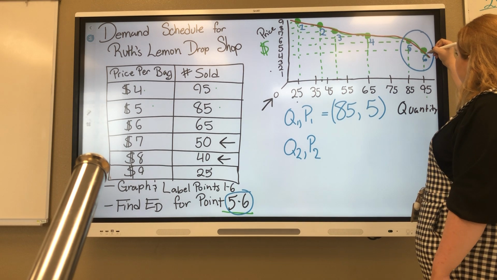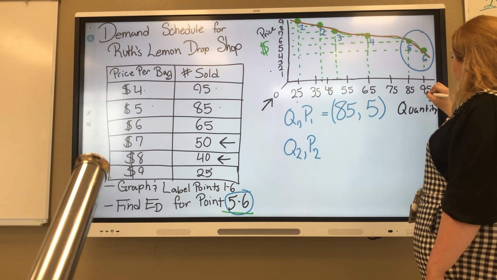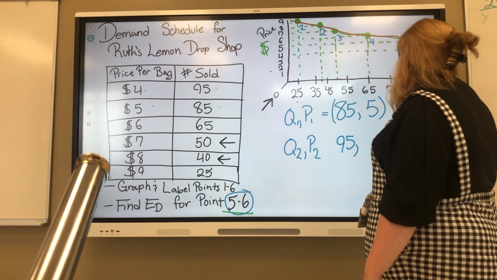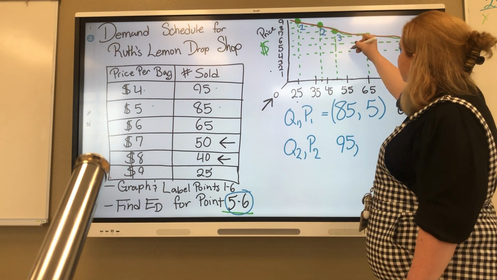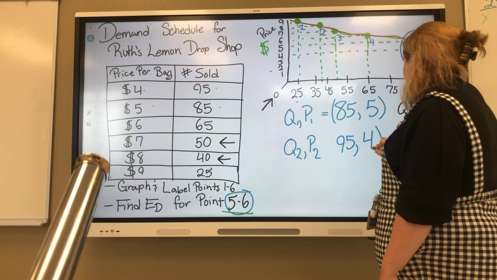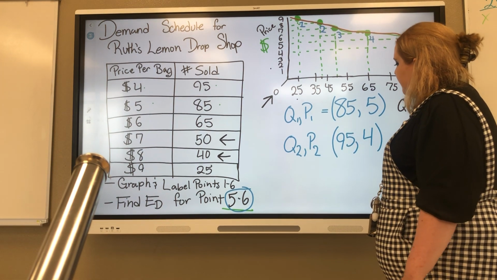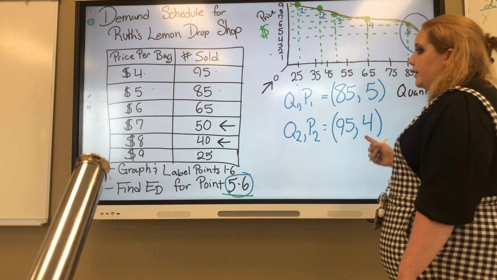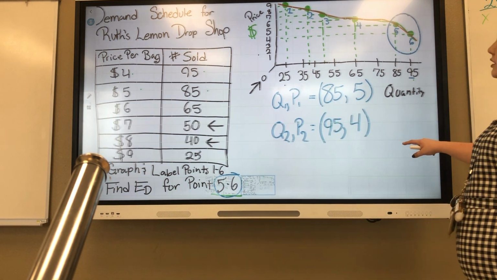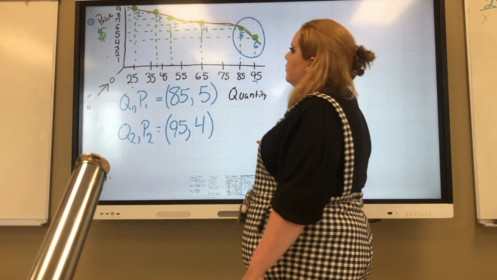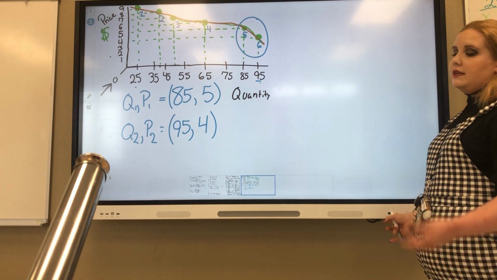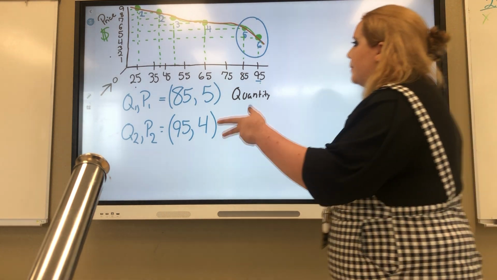So for Q2, it's going to be 95. And for P2, we're going to trace that line back on over. It's going to be $4. Okay? So now we have our points. We know what we're working with. So I'm going to shift this on over because we don't need that whole demand schedule anymore. We have all the points we need right here. Now we got to get into the nasty part, the actual math of it all.